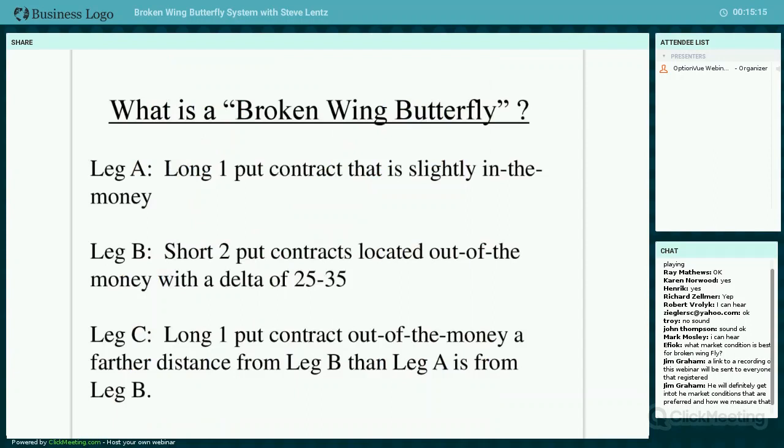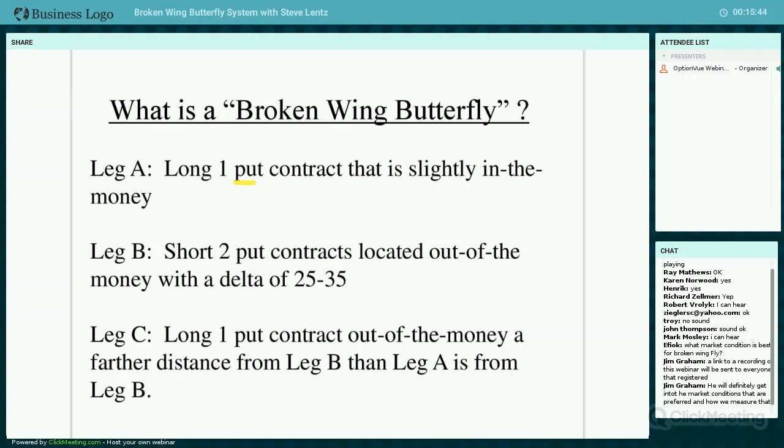All right, now let's go to a broken wing butterfly. Let's define what it is. I'll show you an example, and then we're going to look at that graphic analysis screen because the picture is a lot better than that long call. So take a look at this. Leg A, B, and C. We do this only in the puts because of the vertical volatility skew. We keep it refined into the puts because we're taking advantage of a naturally occurring skew like that.